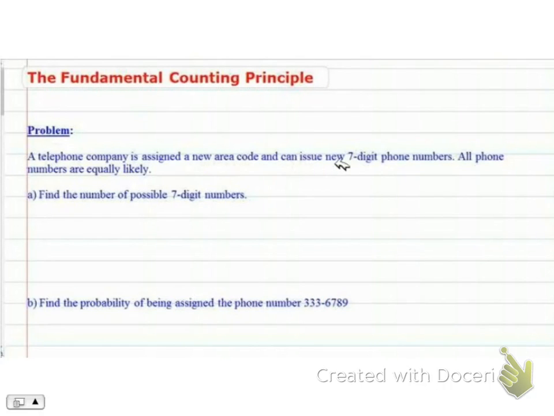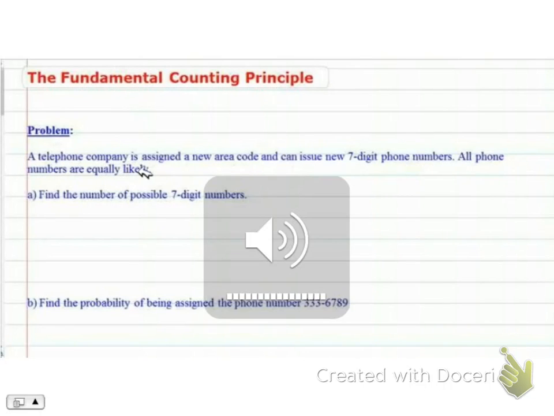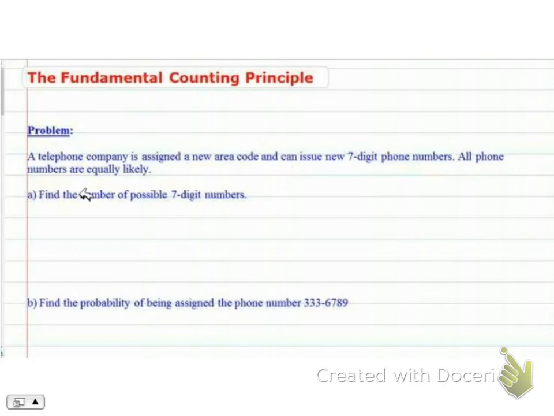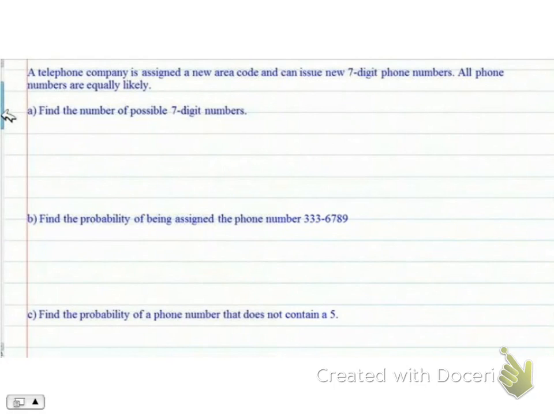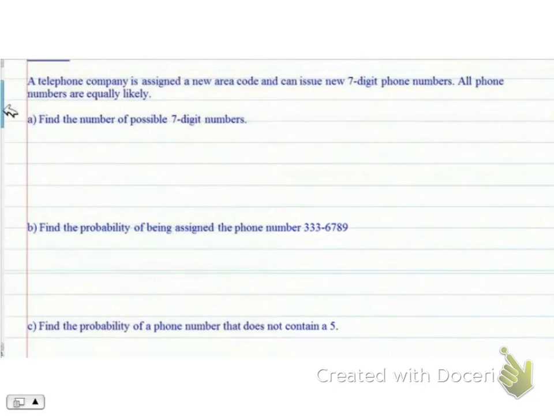Area code and can issue new 7-digit phone numbers. All phone numbers are equally likely. So we have 3 parts to this problem. First, A, we need to find the number of possible 7-digit numbers. B, we need to find the probability of being assigned the phone number 333-6789. And lastly, C, we have to find the probability of a phone number that does not contain a 5.